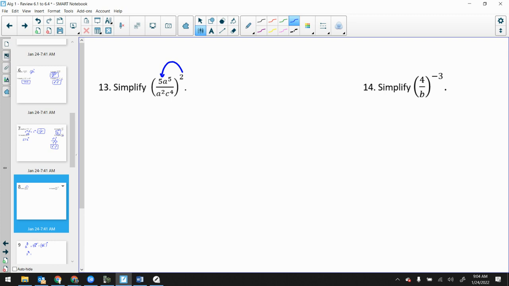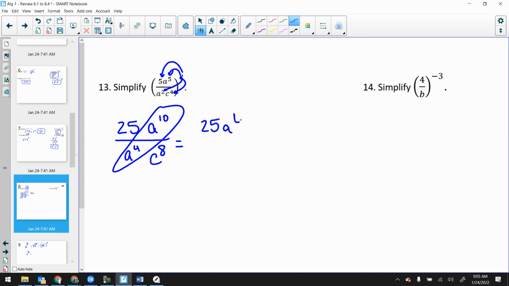When I bring in that 2 to the 5, what does that become? 5 to the, not 10, 5 to the second. 25. Be careful, whenever it's just a number, you got to raise it to the power, not just multiply. This should be a 10th power. This should be a 4th power. This should be an 8th power. And now, to finish it off, all I need to do is just reduce that. Subtract my exponents. 25, a to the 6th, over c to the 8th.